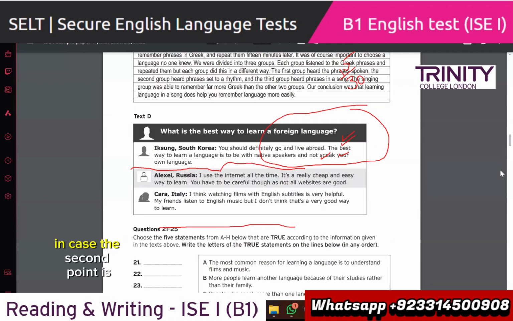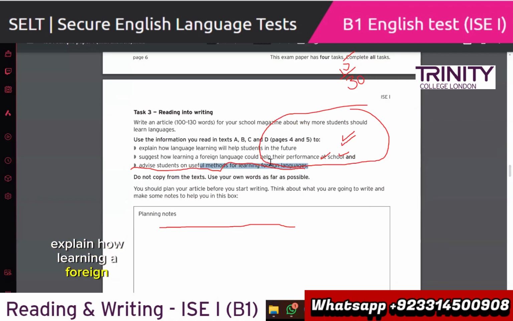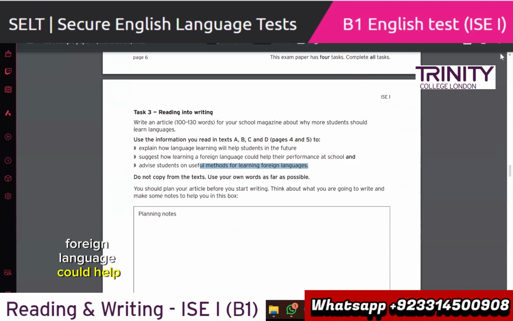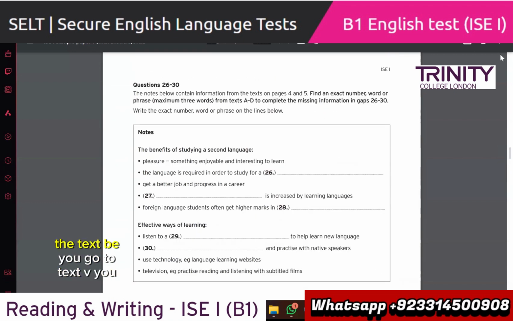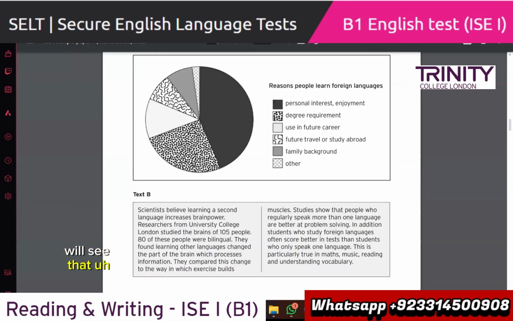The second point is to explain how learning a foreign language could help their performance at school, students' performance at school. So if you go to text B, you will see how learning a language could help the students. It increases brain power. That's one point. Then the part of the brain which processes information changes. You may write this also. Studies show that people who learn languages are good at problem solving. This is point number 3.